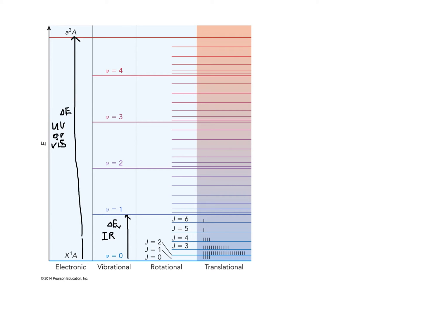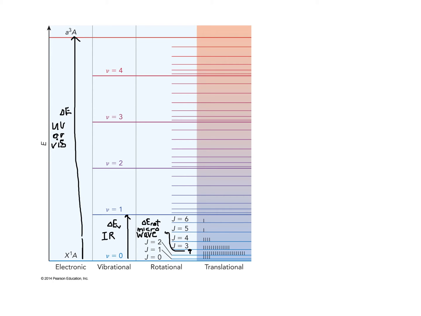The energy required to cause the molecule to rotate faster is even smaller and is depicted by the difference between different J levels, or rotational levels. This difference in energy is, again, smaller than the vibrational energy required and is in the microwave region of the spectrum. So it requires a microwave photon to cause a molecule to rotate more quickly.